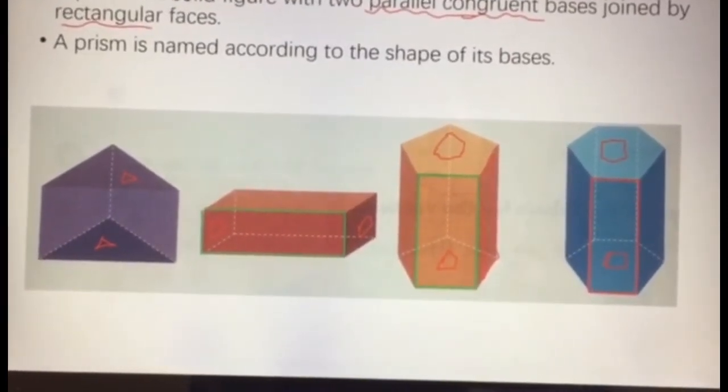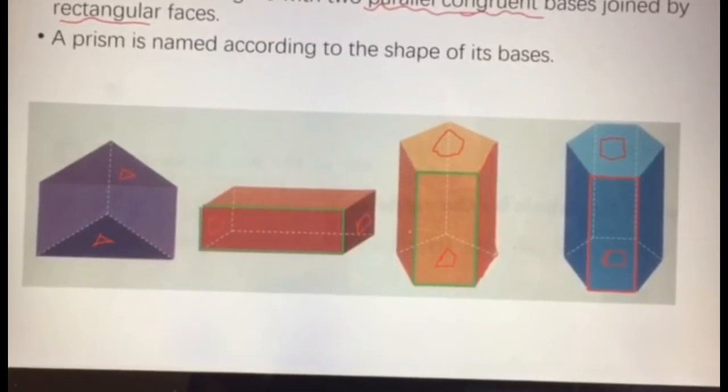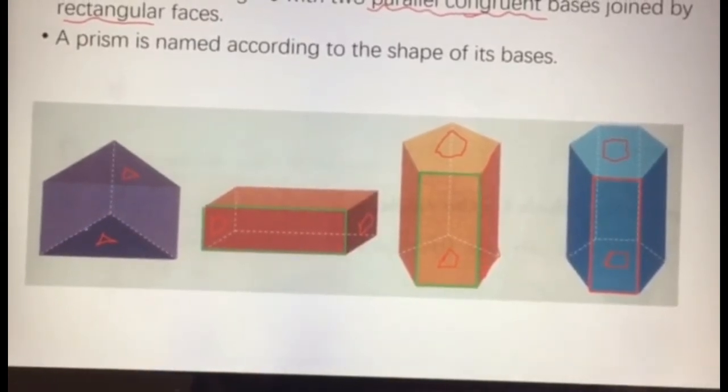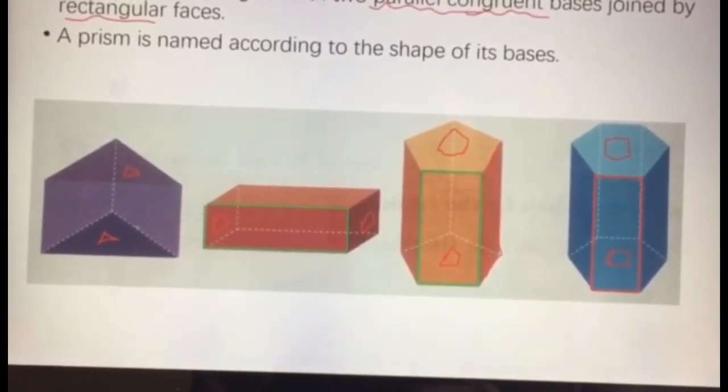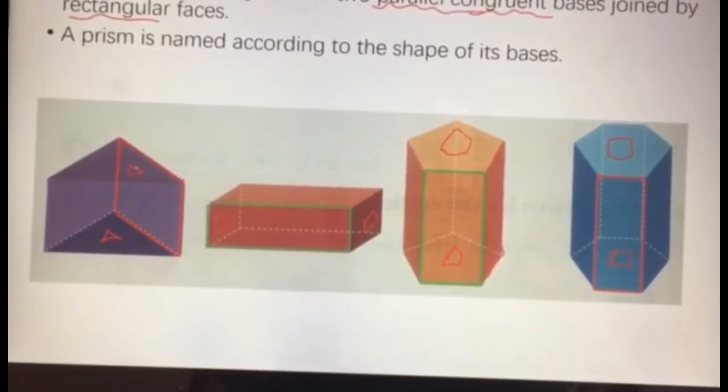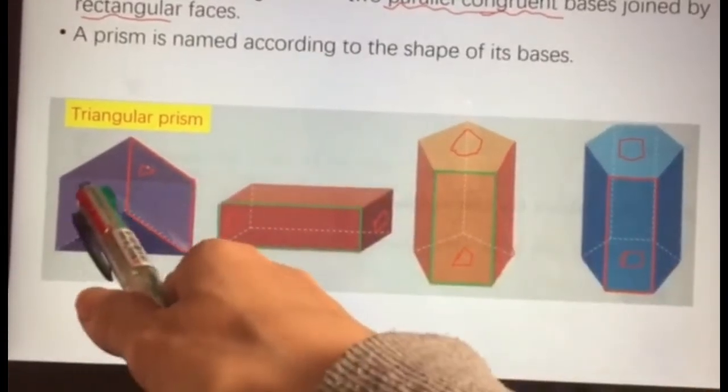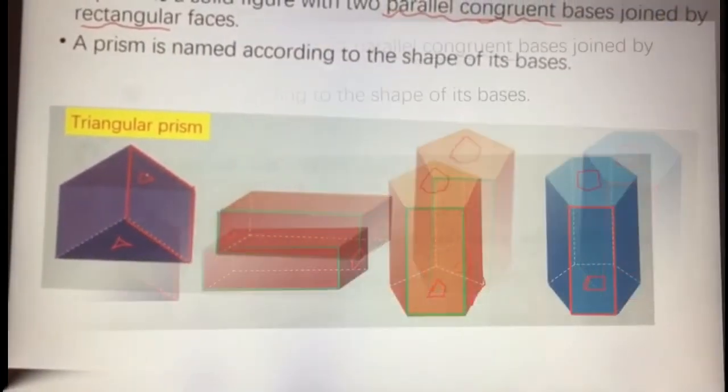So these two bases are joined by rectangular faces, and same for the two triangles. They are joined by a rectangular face here, and one here, and one at the bottom.